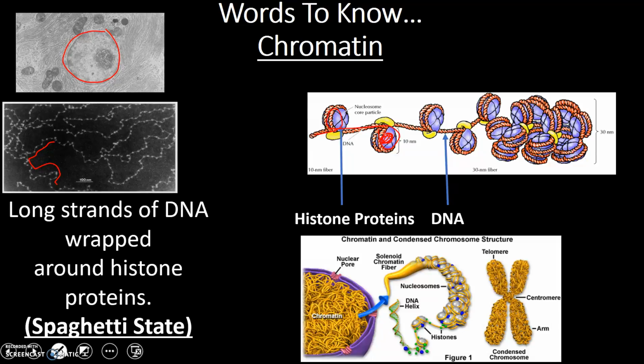So in this nucleus that you see over here, it doesn't look like there's much in there. That's because that chromatin is not tightly wound up. It's not able to obtain any stain if a scientist were to try to stain it.